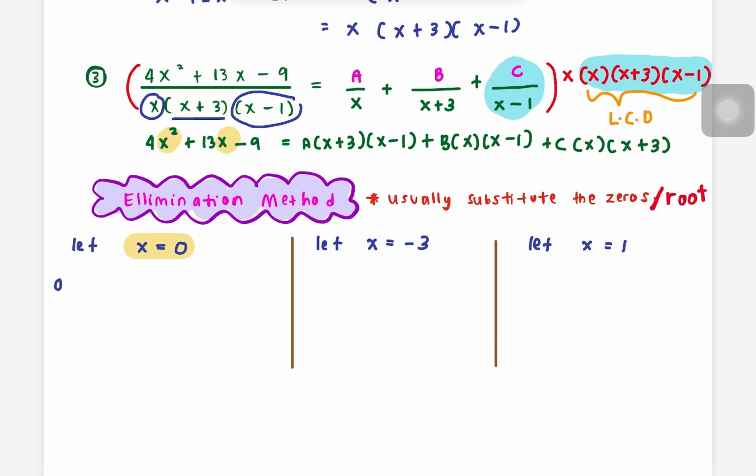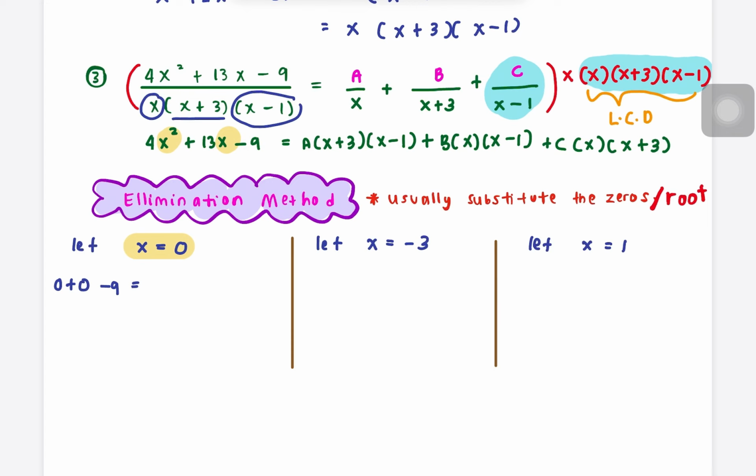x here, substitute with 0. So what is your answer? A times 0 plus 3 is 3, 0 minus 1 is negative 1. So you have A, 3 and negative 1. Okay. And then move to the second term.